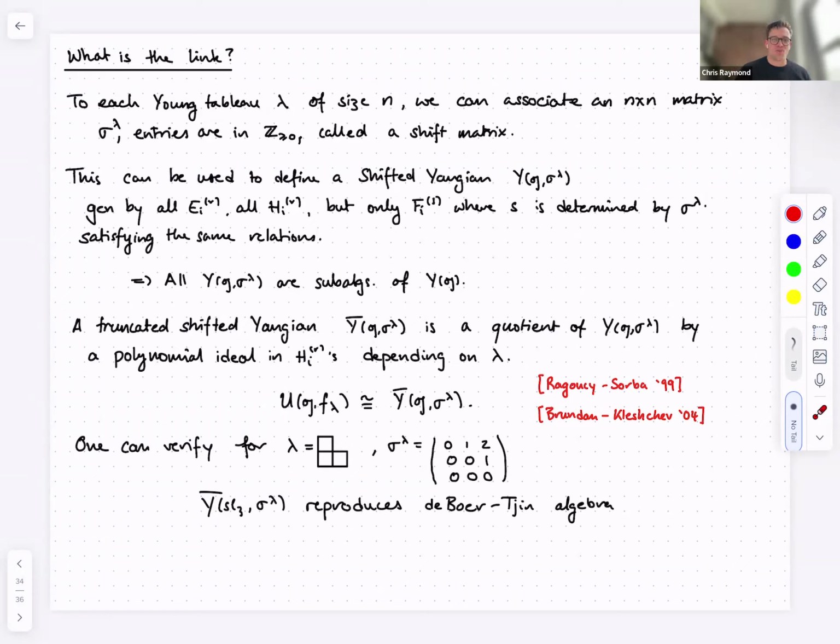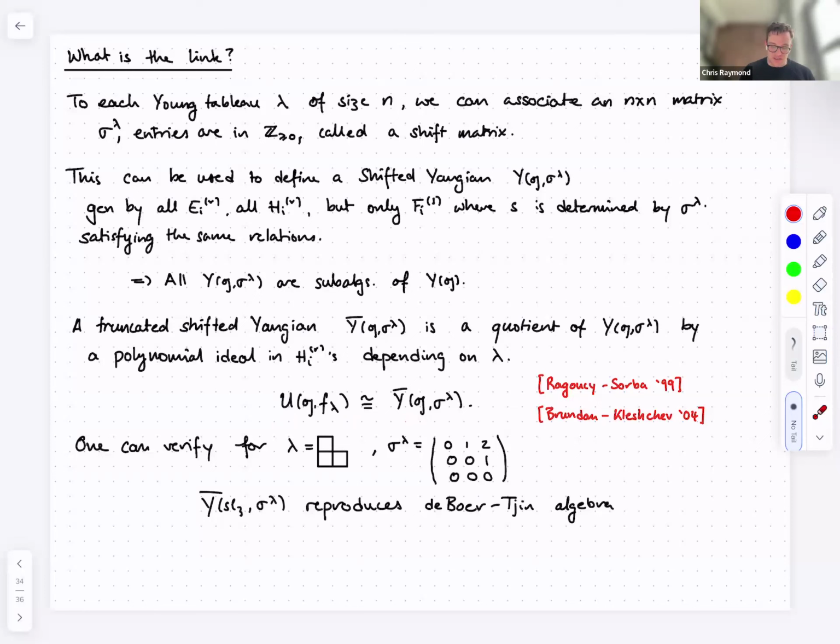So I write down some polynomial in my H's. This generates a two-sided ideal. The polynomial that I get depends on lambda. What's fascinating, though, is that once I've done this huge process, what I actually have is an isomorphism between the finite W algebra that depends on lambda and the truncated shifted Yangian, right?